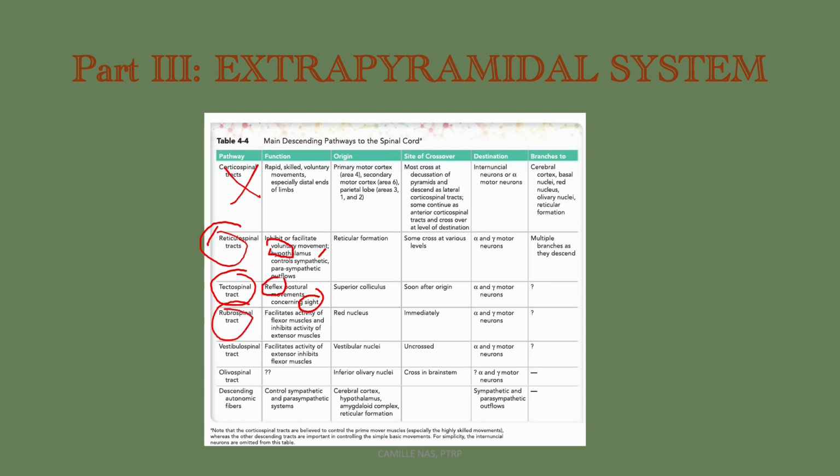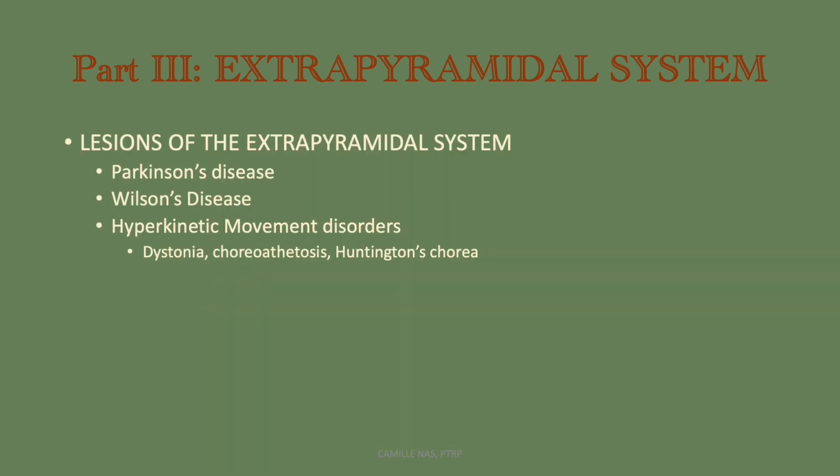Your rubrospinal tract, it will facilitate flexor movement or muscle, and inhibits the opposite, extensor muscle. Your vestibulospinal tract, this one facilitates your extensor or your anti-gravity muscle to maintain erect posture. Your interstitiospinal tract, this is not part na, no? But yung function niya hindi pa known. And then descending autonomic fiber, hindi na rin to part ng extrapyramidal system. Okay, now we're done with that.